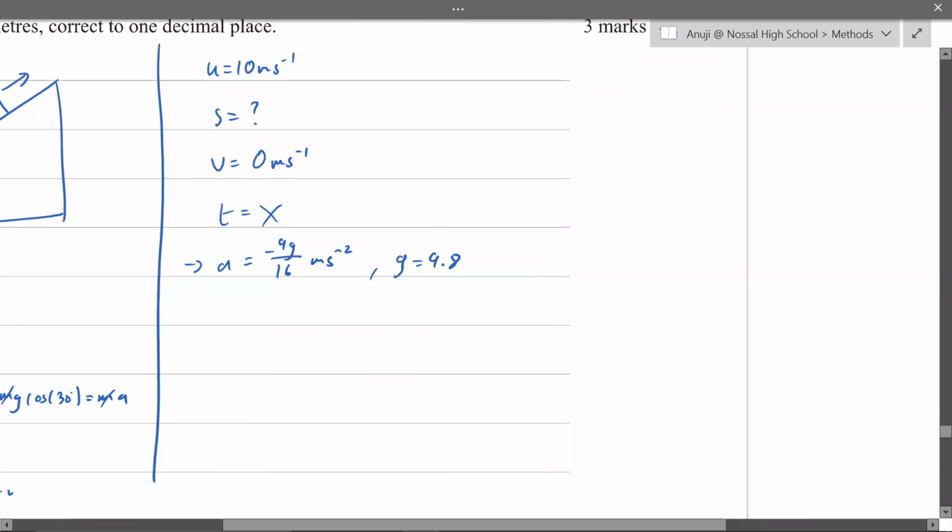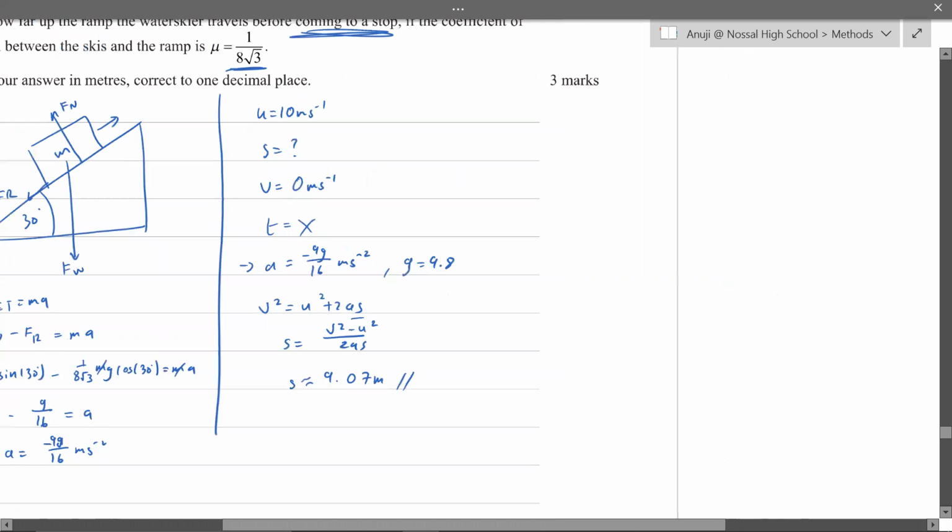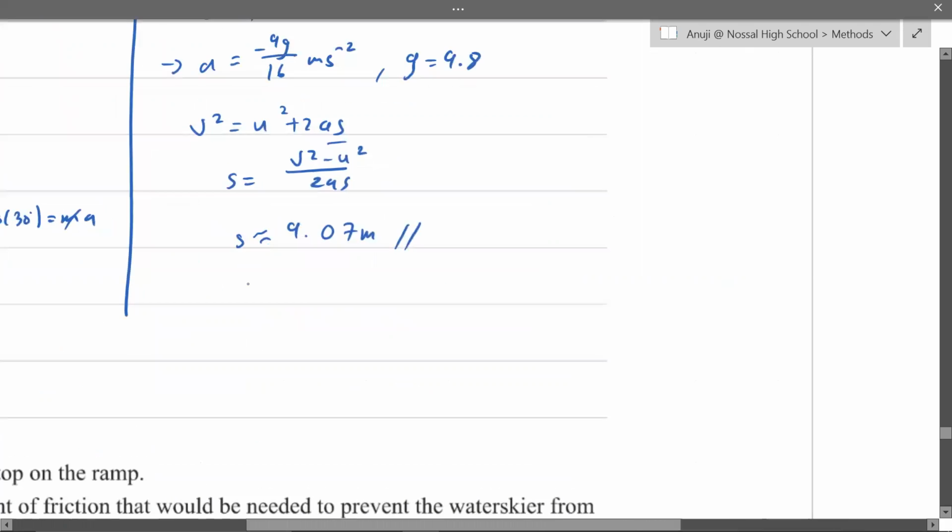So now we can use the one constant acceleration equation that doesn't require time, which is v² equals u² plus 2as. And we're looking for s, so you just rearrange it. Then you just put all your values in and you get 9.07, I think. Oh, no, sorry, it asks for 1 decimal point, so 9.1.